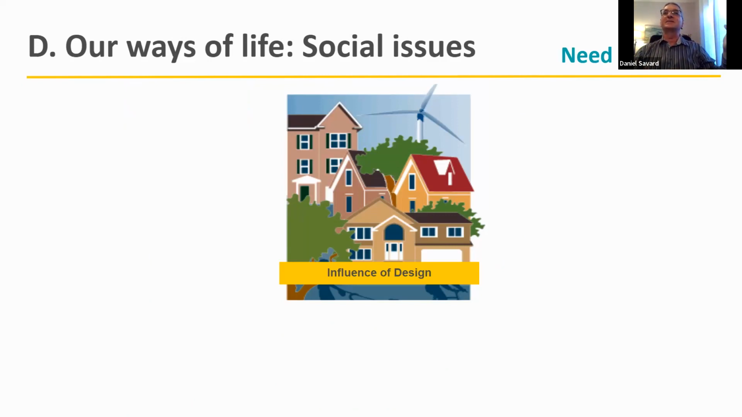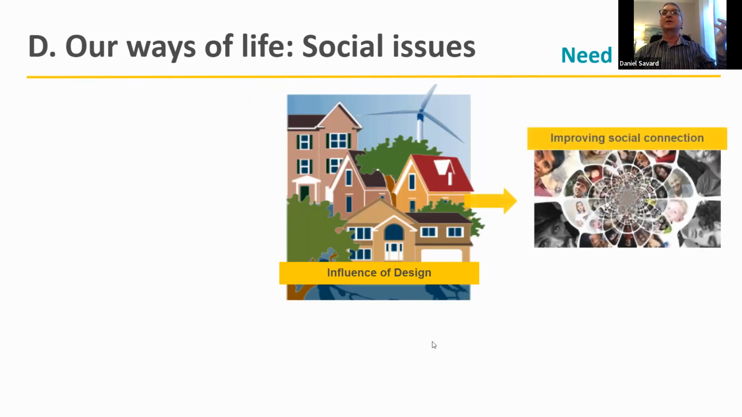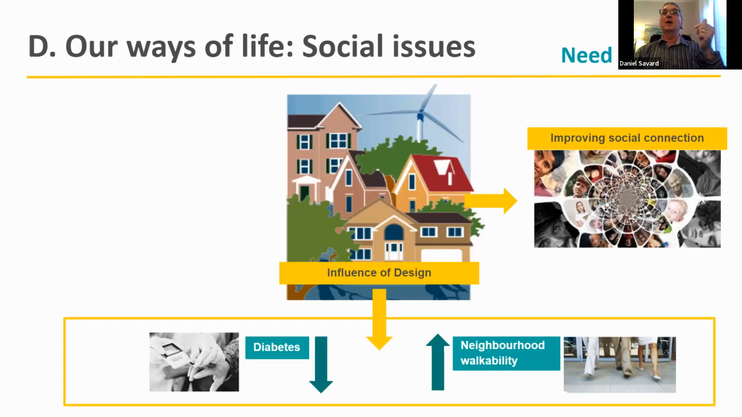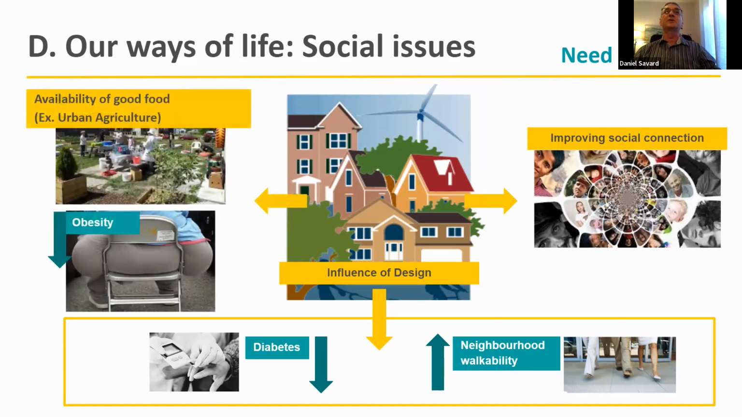Is it possible to have design that is going to help us? Well, why not think about that? If we have a good design, something sustainable, research has shown right away that it improves social connection. It also facilitates neighborhoods that are more walkable, and suddenly you're going to have people with less type 2 diabetes in your community. And availability of good food through urban agriculture or community gardens integrated with your subdivision is going to lower obesity.